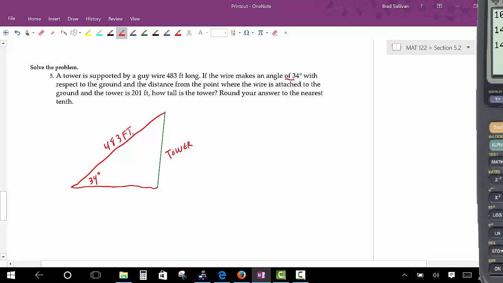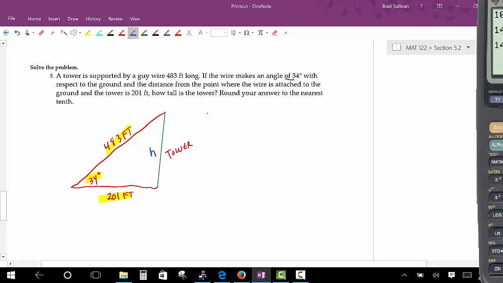Okay, so then it says, with respect to the ground, the distance from the point where the wire is attached to the ground and the tower is 201 feet. Okay, so our job is going to be then to find the height of the tower, which I'm going to use h on that. Now, you do not have to assume this is a right angle. Okay, so since we have a side angle side case, and we want to find the opposite side, then we can use law of cosines.